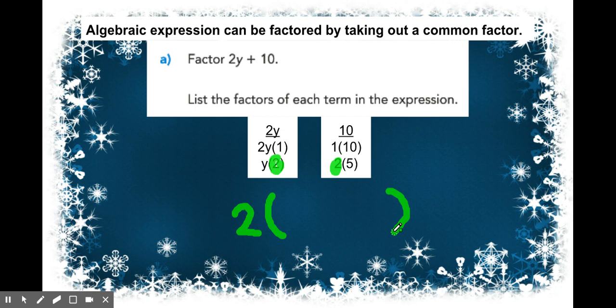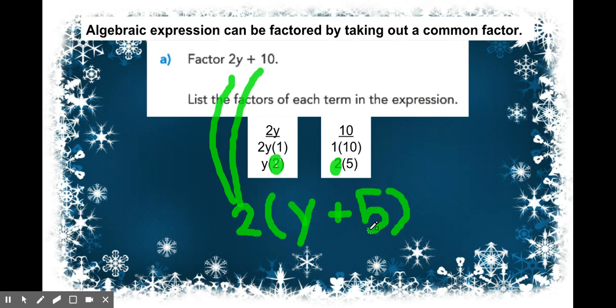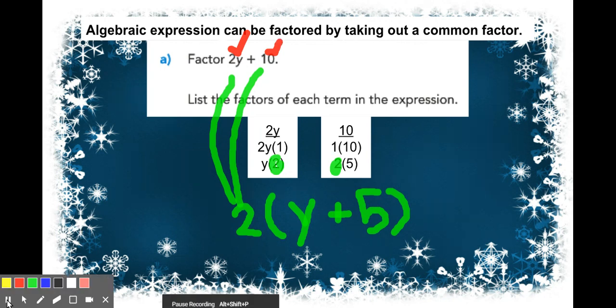So my 2 goes outside of my parentheses, and I'm working with addition. So now all I have to ask myself is, how many times does 2 go into 2y? Well, it goes in 1y time. Remember, I don't need to put the 1 as a coefficient. I just know it's there. Then I ask myself, how many times does 2 go into 10? It goes in 5 times. If I'm ever unsure, I can just check my answer by expanding this expression. So I say 2 times y gives me 2y. Check, that's right. 2 times 5 gives me 10. I know I did this correctly now.